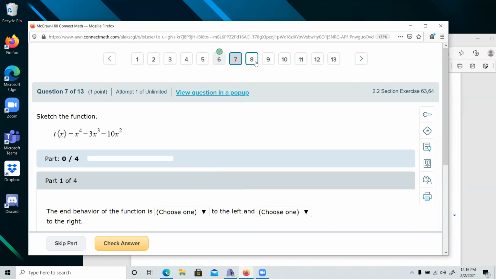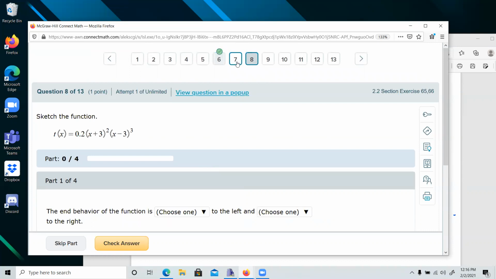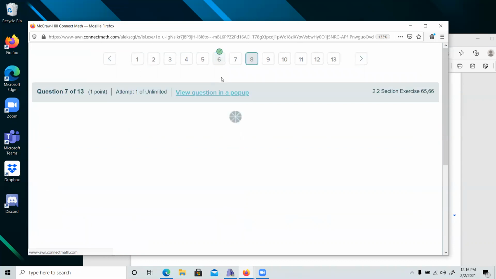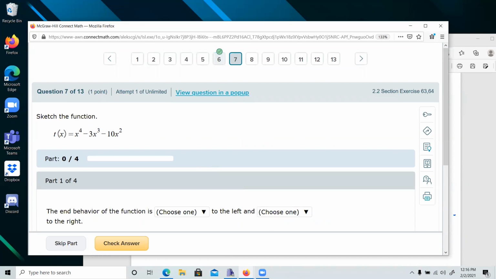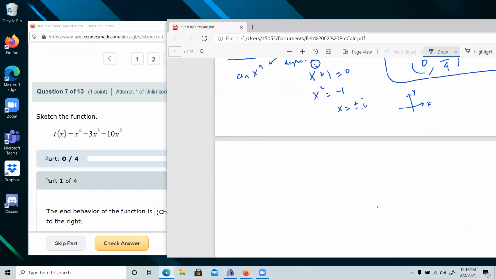I don't think we did one like this when we were working it through the last time. So maybe we try one like this. Okay. So if we were still face to face, we'd be doing a lot of factoring. Okay. So we have t of x is equal to x to the 4th minus 3x cubed minus 10x squared. Okay. So our highest degree is a 4 here.